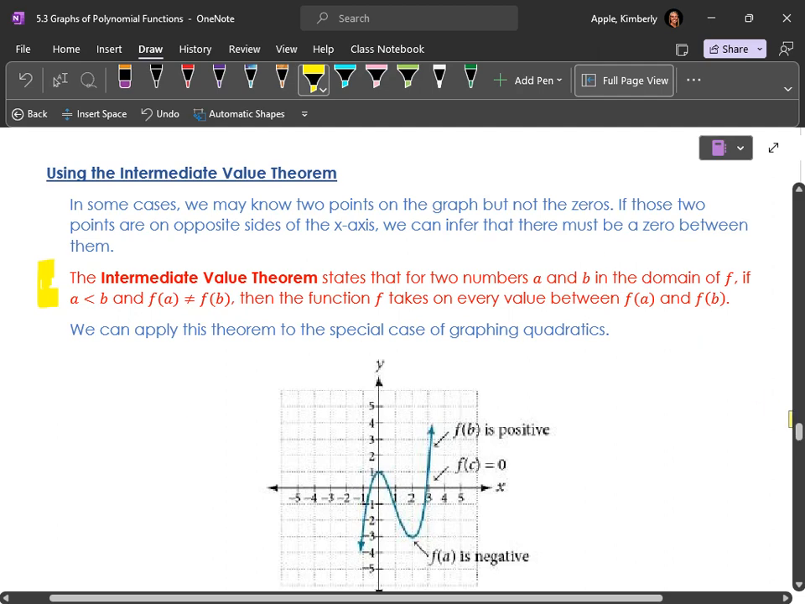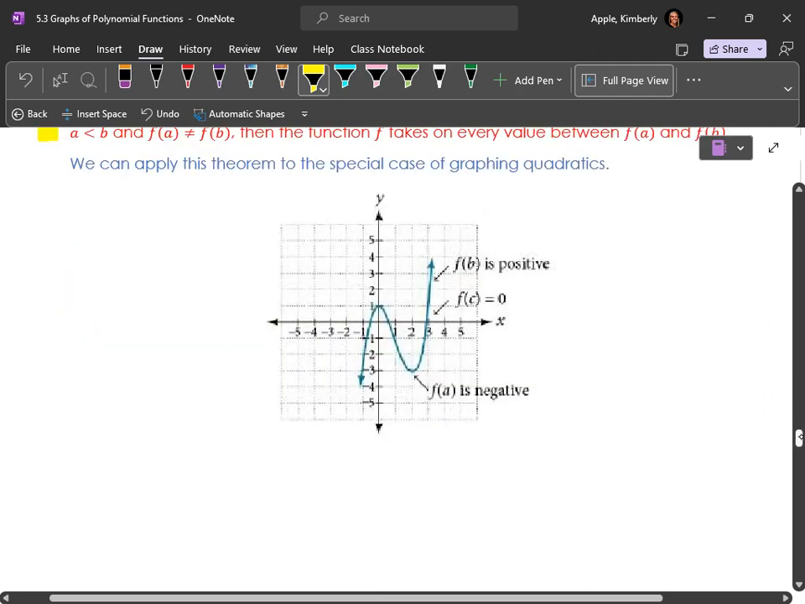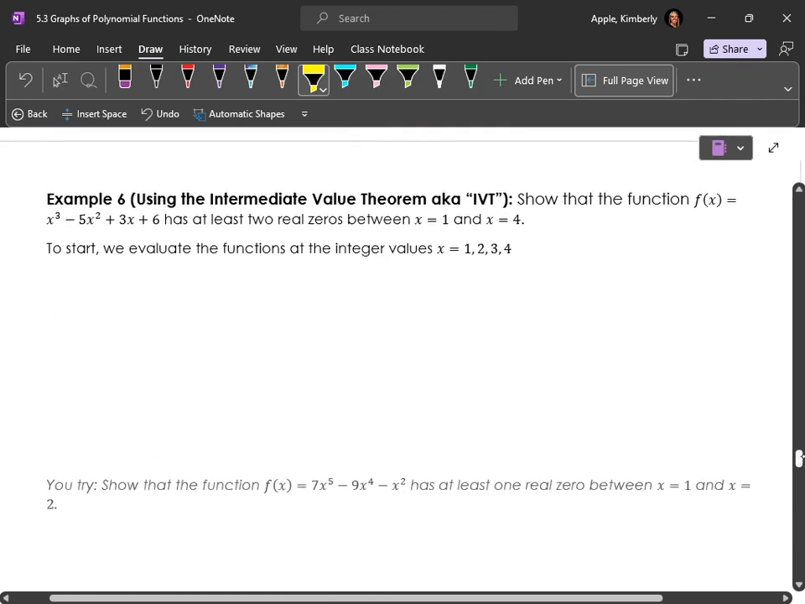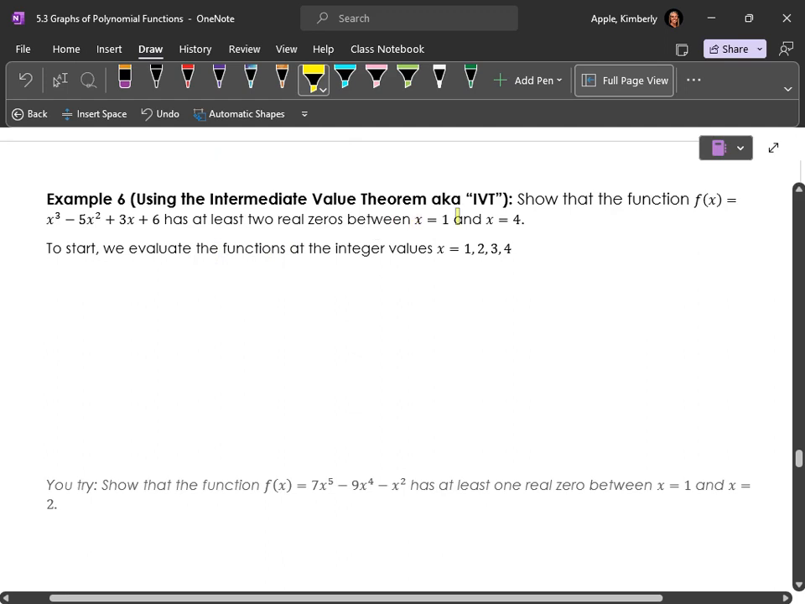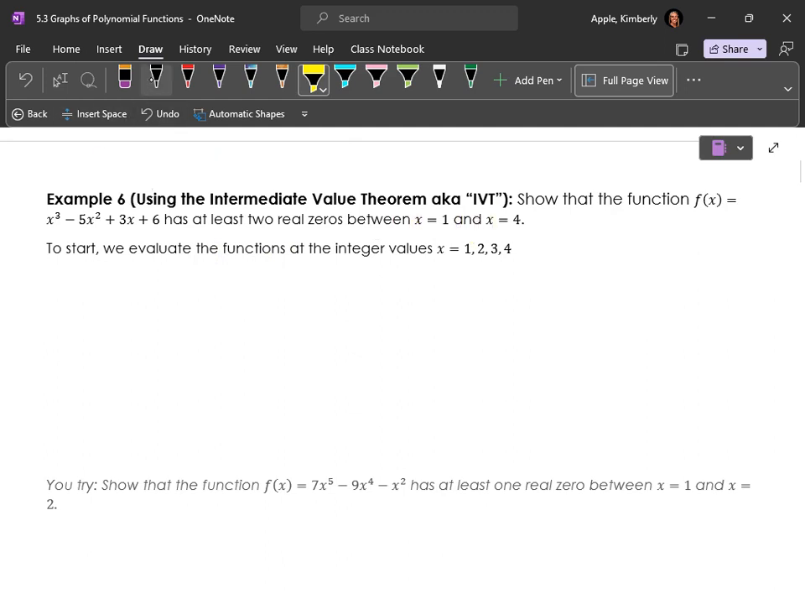But we can apply this theorem to the special case of graphing quadratics. And this is what we said here. So the function is positive here. It's negative here, indicating that there must be a place where it crosses the axis. So using the intermediate value theorem to show that this function has at least 2 real zeros between x equals 1 and x equals 4.